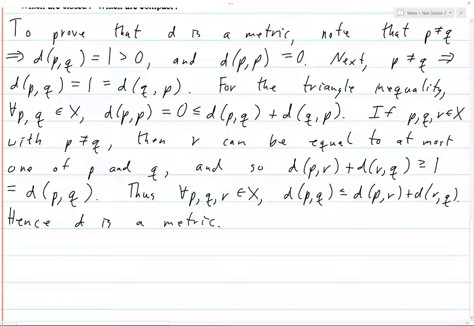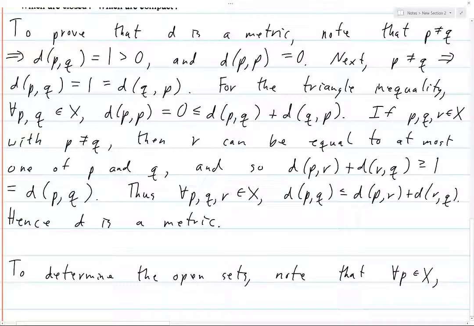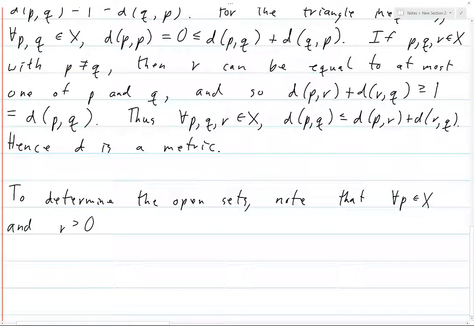So let's take, to determine the open sets, note that for every single point P in X, and every positive real number R strictly greater than 0, the ball of radius R centered at P, which is the set of all points whose distance under this metric D from the point P is strictly less than R, is open.